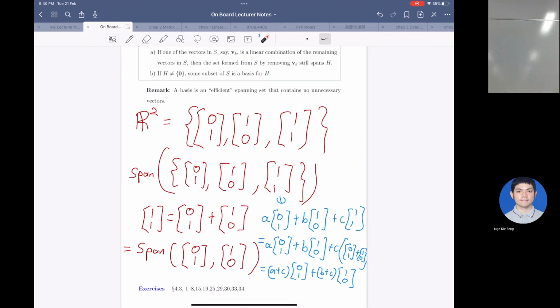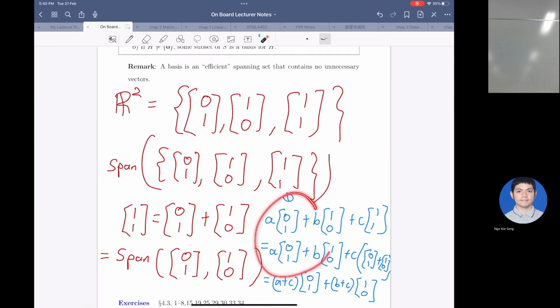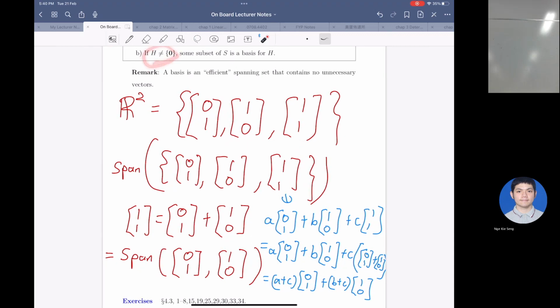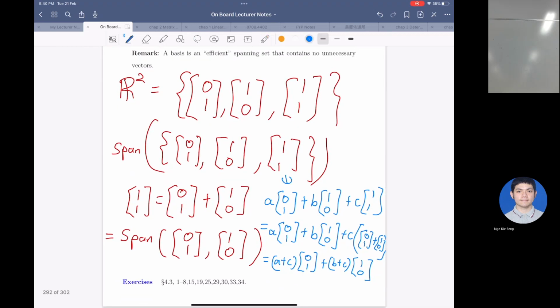So if H is not 0, some subset of X is a basis of H. That means you can keep doing this, reducing your set until you get a basis of it. If it is only 0, then it's not a basis. But if it's not 0, then it will be a basis. In this case, the span of these two vectors is actually R2.